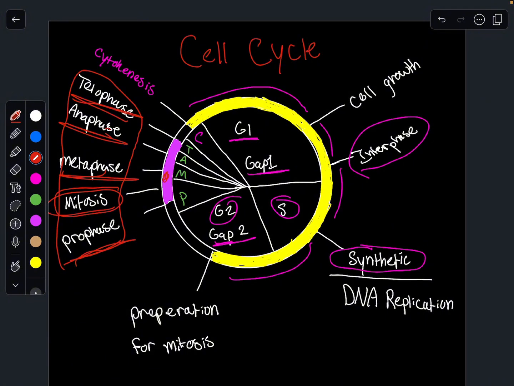Next will be the cytokinesis, which is not part of mitosis. It is on its own, and it is the final stage where the cytoplasm and organelles of a single parent cell are split into two separate daughter cells.